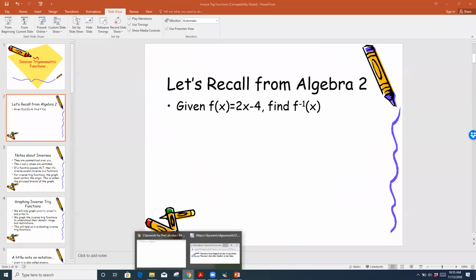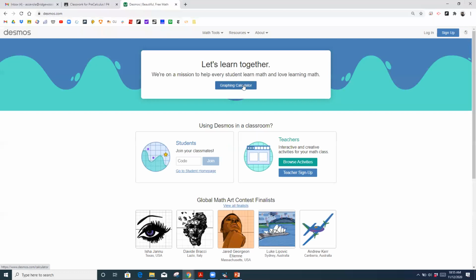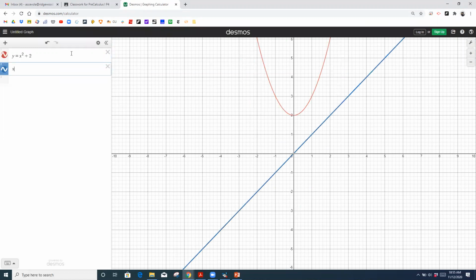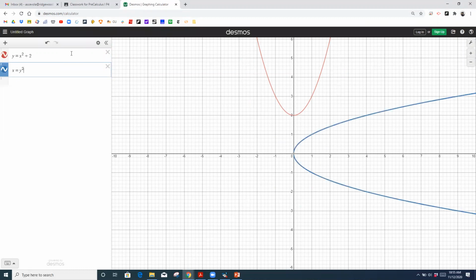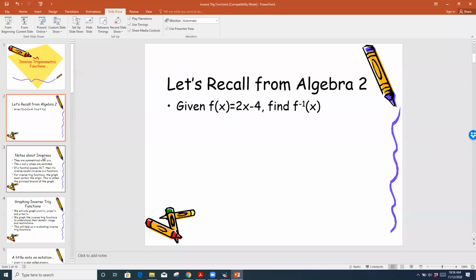If I open up Desmos and type in any function, let's say I'll type in y equals x squared minus 3. Now let's go plus 2. Now if I type in the same function but replace x with y and y with x, the red graph got reflected over the line y equals x to get the blue graph. And that's mainly going to happen with sine, cosine, and tangent, just one extra caveat, and we'll see that.